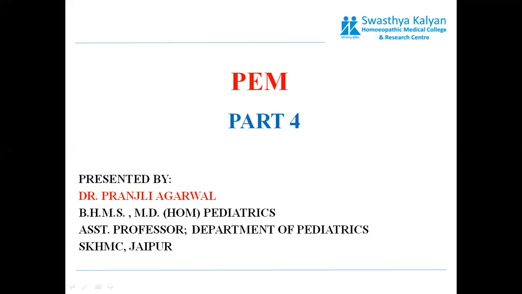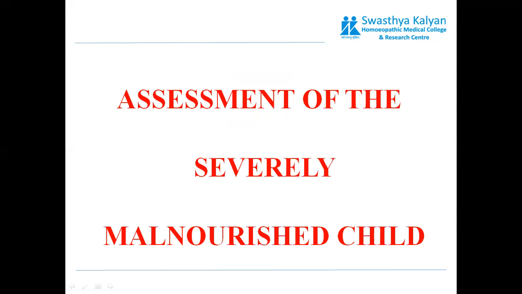We had also discussed in the definition that according to WHO and UNICEF, if weight for height is below -3 SD or Z score, then it comes under the category of severe acute malnutrition. Then we discussed the various indicators of undernutrition, that is stunting, low height for age, wasting, low weight for height, underweight, low weight for age. So today we will discuss how we can assess a case of severely malnourished child. So let's start our topic, part 4, assessment of the severely malnourished child.